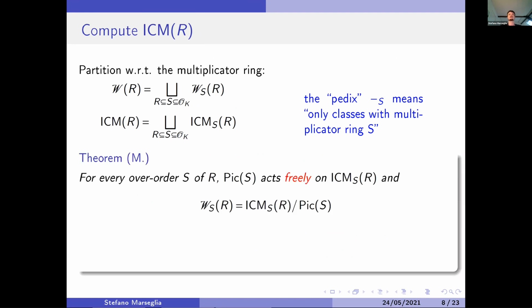And with this notation, we can state the main theorem, the main core of the algorithm, that says that for every overorder S, the Picard group, so the group of invertible ideals of S, acts freely on the set of isomorphism classes with multiplicator ring equal to S. And the set of weak equivalence classes with that multiplicator ring is the quotient by this action. Since the action is free, we just need representatives of the weak equivalence classes, representatives of the invertible ideals, multiply all of them in every possible way, and we get all the isomorphism classes with that multiplicator ring. Now, repeat this process for every overorder, and we get the whole ideal class monoid. So we know how to compute isomorphism classes of ideals of an order, even if they are not invertible.